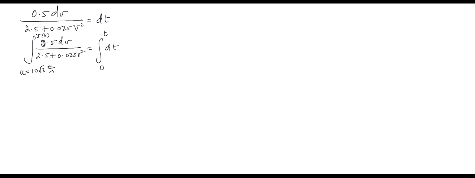Let's take this part alone. We can apply the limit later. Let's take this part, 0.5 dV divided by 2.5 plus 0.025 v squared. You get that? Yes, sir. Okay. So for this, look here. The integration is going to happen with respect to the variable v. Do you get that? Yes, sir.